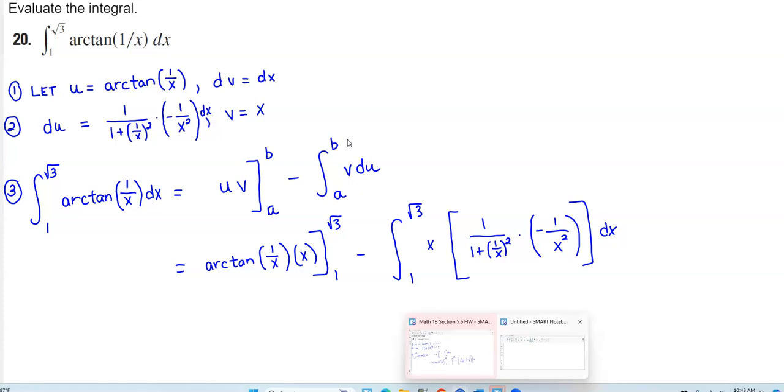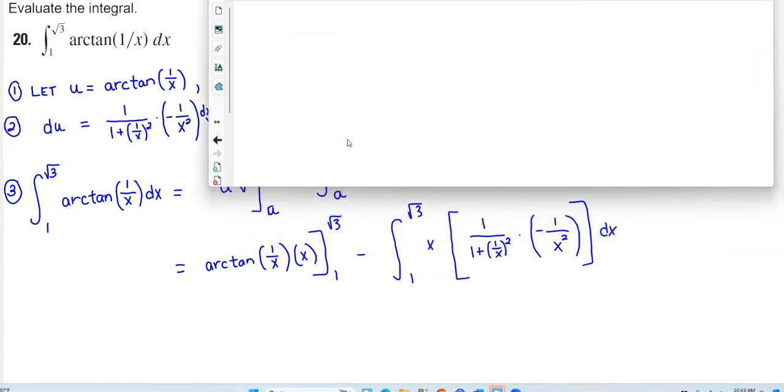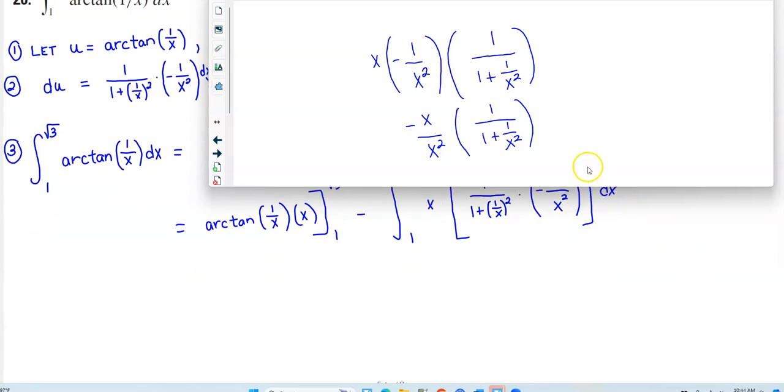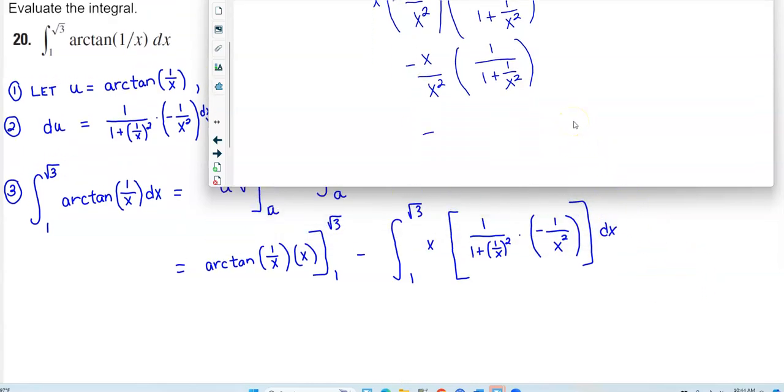So let's go ahead and simplify this and make this a little bit clearer here. So we have x times negative 1 over x squared. And then we're multiplying that by 1 over 1 plus, well, let's square 1 over x, which becomes 1 squared over x squared. And so now if we distribute the x, we have negative x over x squared times 1 over 1 plus 1 over x squared. And so with that, we have now negative 1 over x times 1 over 1 plus 1 over x squared.